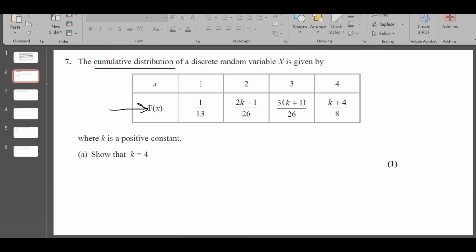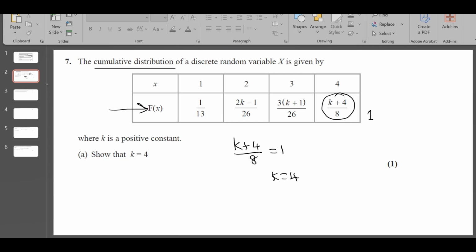In a cumulative distribution table, the last value will always be 1 because we are calculating the cumulative by adding the probabilities. So we know sigma p of x is 1, the sum of all the probabilities. That would be the last value here, so always it will be 1. So you equate it to 1, you will get 8 minus 4 is 4.